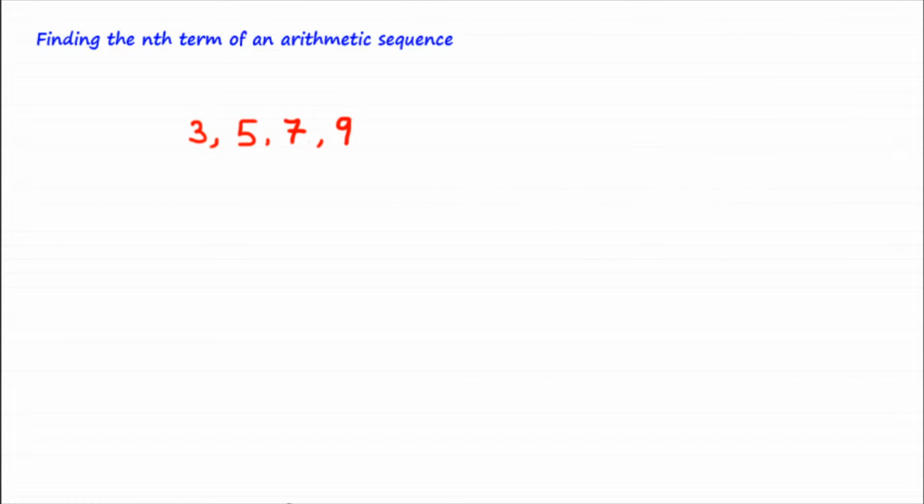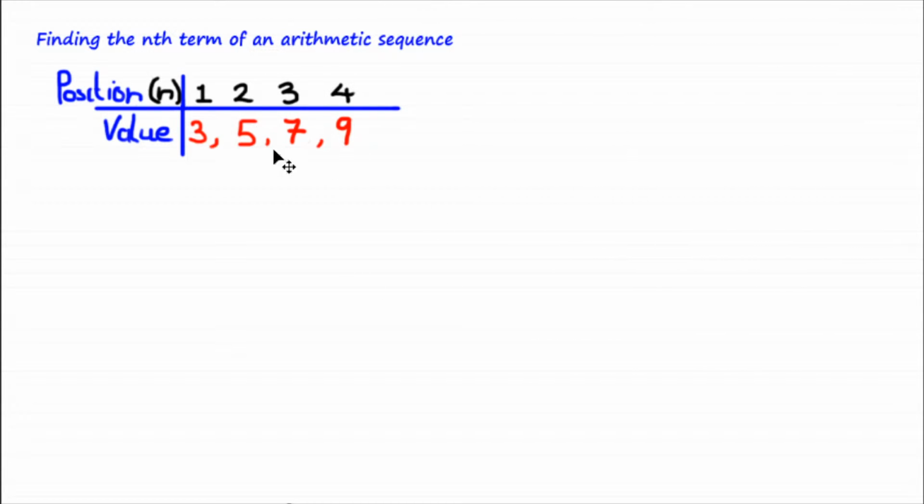All right, so it's important to understand what on earth the nth term of an arithmetic sequence is, okay? Now, all it is, it's a general formula which tells you the value of your sequence, or values of terms in a sequence at a certain position n, okay?